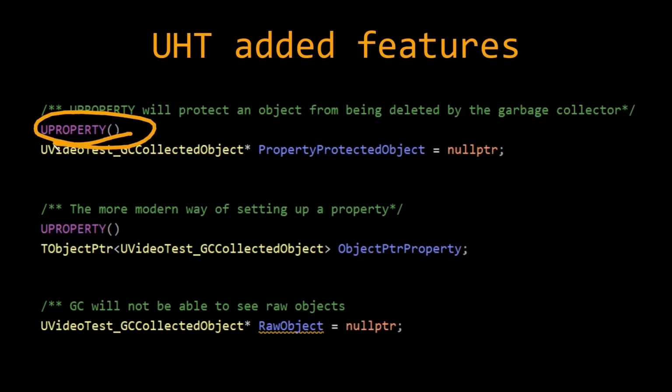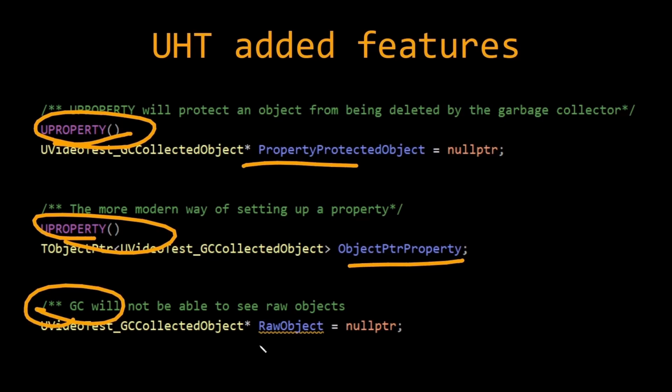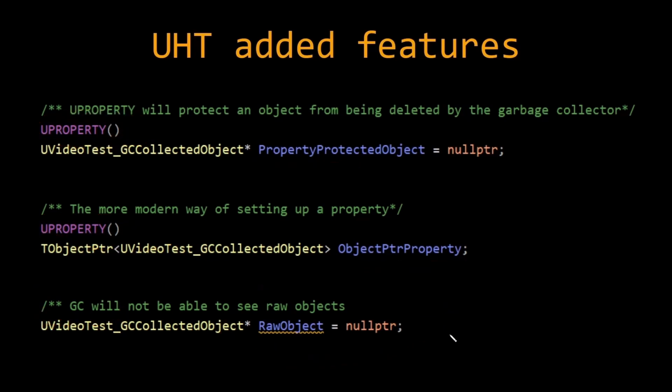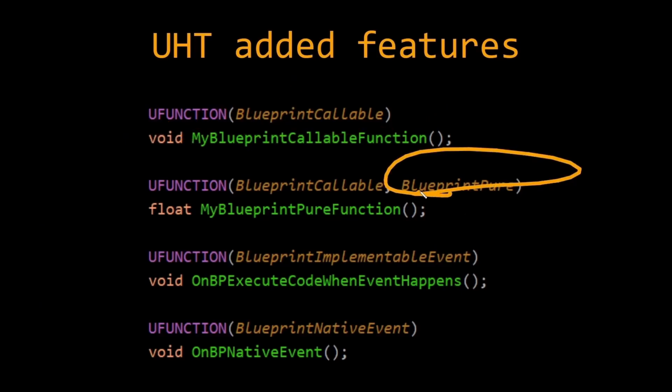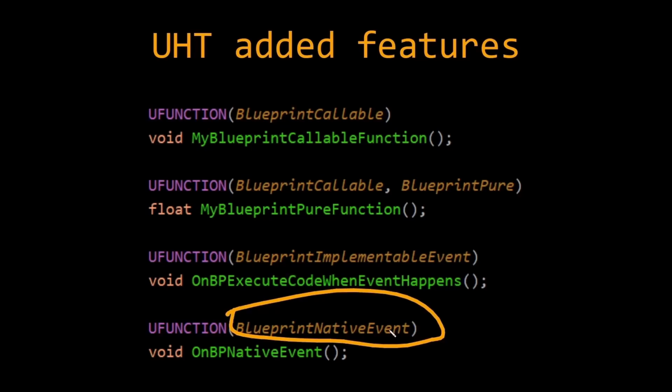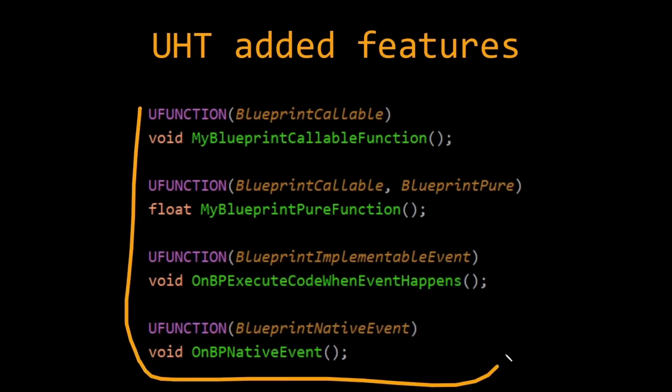So here we have this UPROPERTY system that prevents these from being garbage collected. And we have regular C++ variables that do not have UPROPERTY, that are not part of the garbage collection system, but these are features that have been added. We have UFunctions, which allow functions to be called from blueprint scripts. We have things like make them pure, which changes how they look in scripts. We have blueprint implementable events, which is just an event that happens on blueprint side. We have blueprint native events, which have native callbacks. All of this is features added.